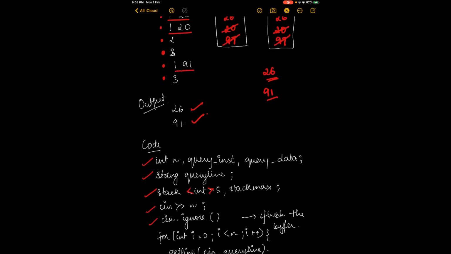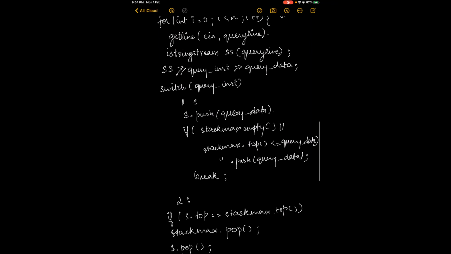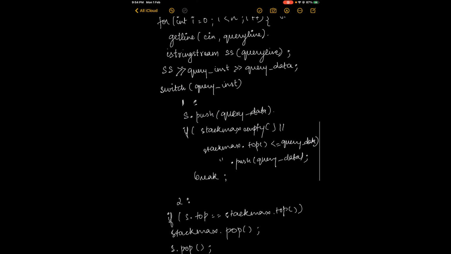So had we written cin, it wouldn't have taken 91 as the input. It would have taken just 1, and as soon as it encountered a white space, it would have stopped. So that is not what we want. We want the entire string as our input.